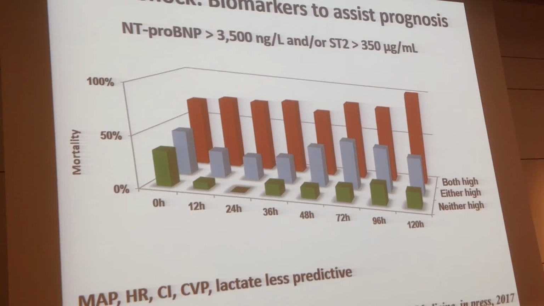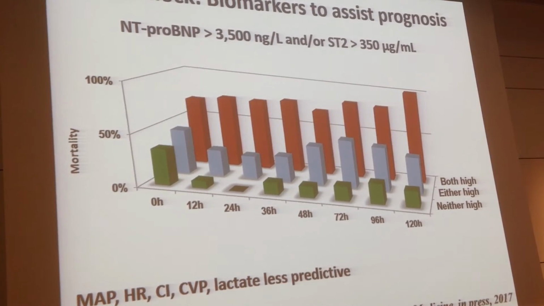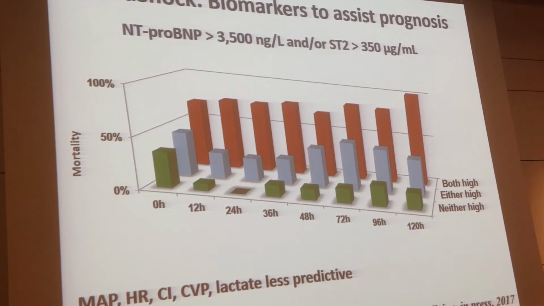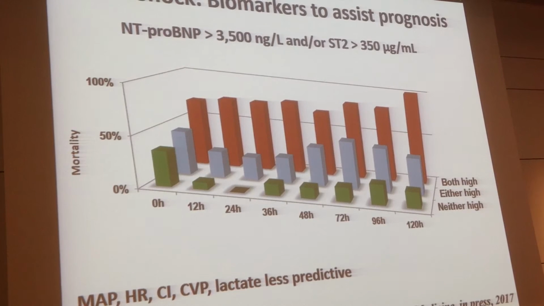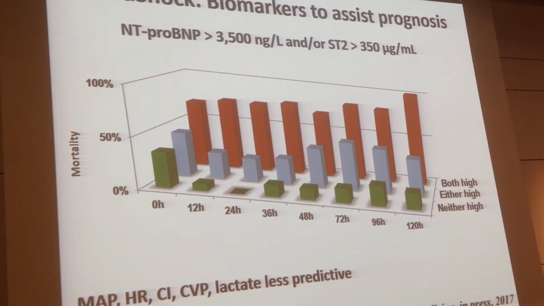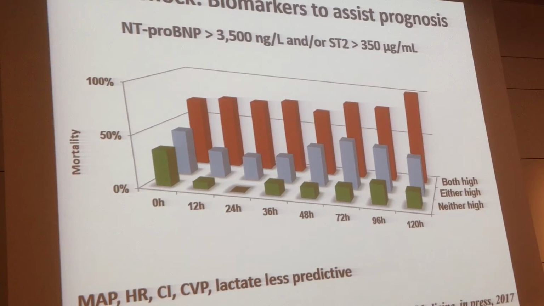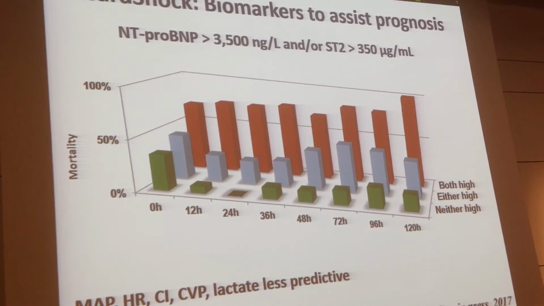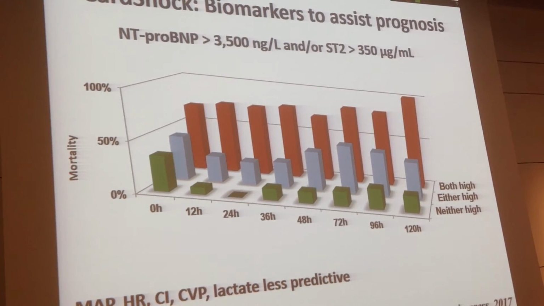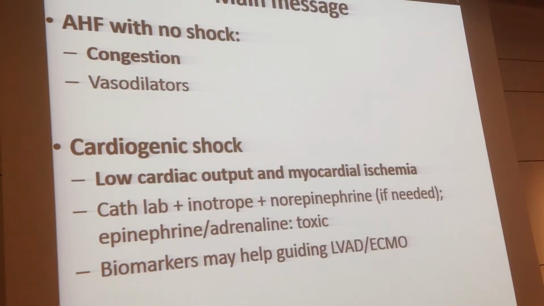And interestingly, if you look at mean arterial pressure, heart rate, cardiac index, CVP, or lactate at any of the first 5 days, by far you cannot predict as well as the 2 biomarkers together. And this is for us a good tool to indicate whether the patient with a poor prognosis can go to another device.